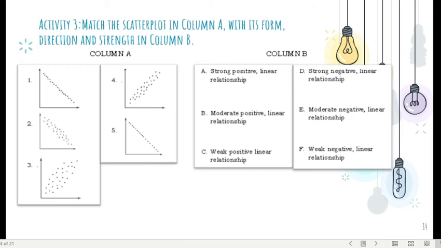Yes, the answer is letter B, moderate positive linear relationship. Number five is the same as number one. But hypothetically, if number five had the same graph, but instead of going down, it should be going up, what should be the answer for number five? If the graph, or the scatter plot, in number five is going up, the correct answer is a strong positive linear relationship.